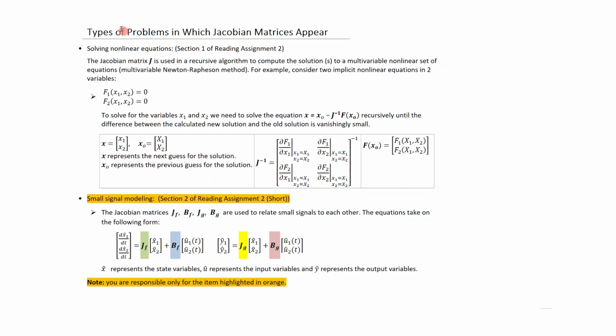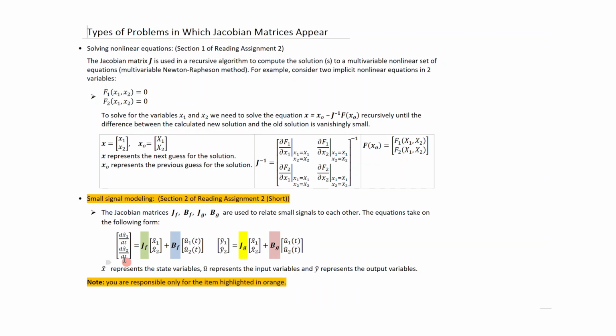The other place where we make use of the Jacobian matrix, and this one you'll be responsible for, is in small signal modeling. This is for the multivariable case, and you can find this information in section 2 of reading assignment 2, the shorter version. We end up with Jacobian matrices J subscript F, B subscript F, J subscript G, and B subscript G, and they're used to relate small signals to each other. These equations take on the following forms.